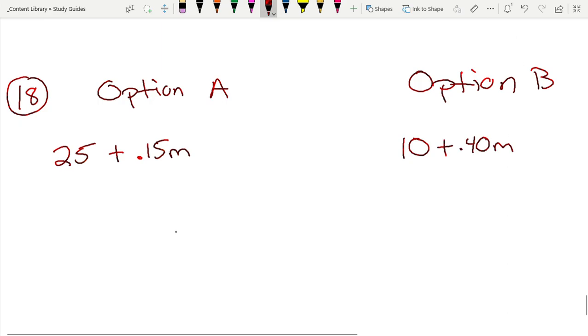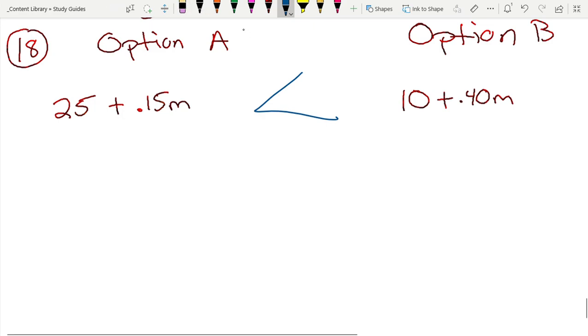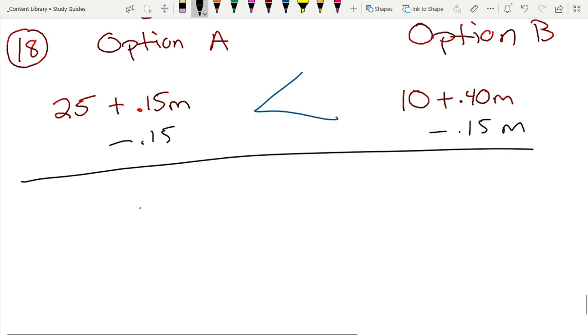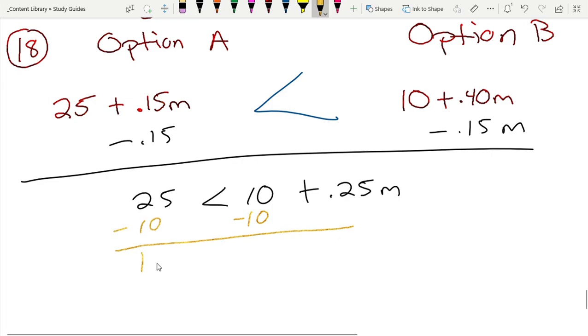And so part B says we want option A to be cheaper. So if this is going to be the cheaper plan, that means the bill has to be smaller than the option B bill. And now we actually solve it in the second part. So let's get the m's on one side. Subtract 0.15 m. So we have 25 is less than 10 plus 0.25 m. Now we get rid of that 10 because that's our standalone. So subtract 10, subtract 10. So you get 15 is less than 0.25 m.